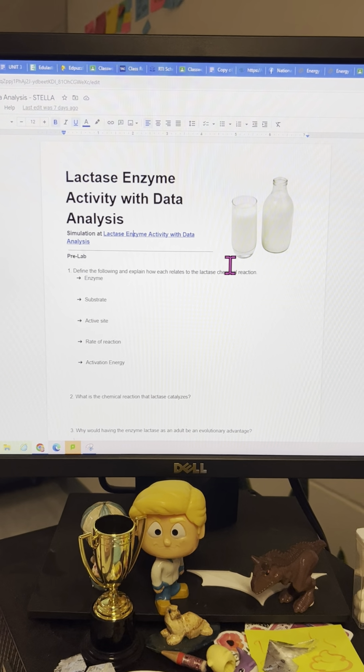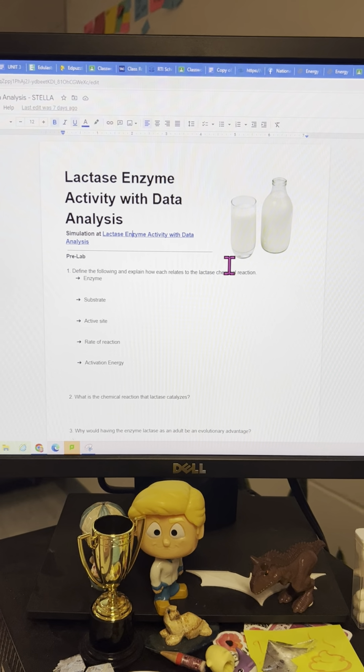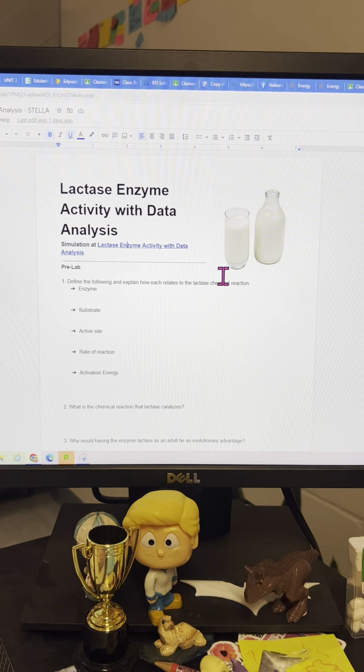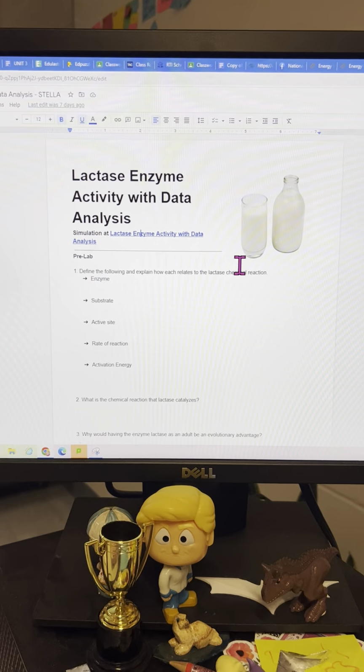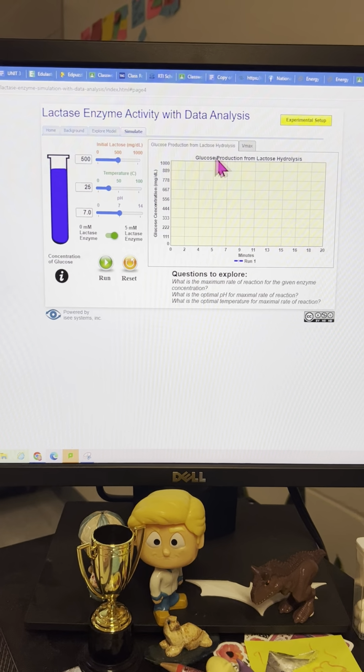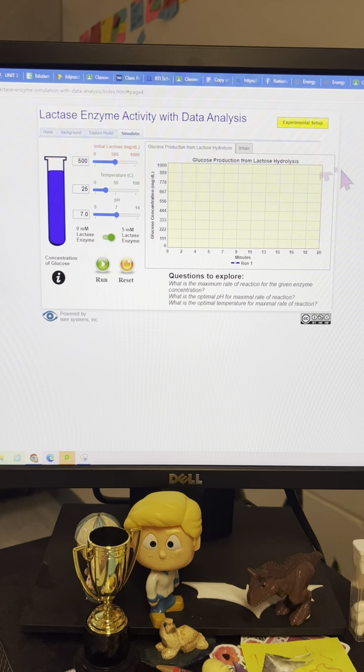All right, so this is a very low quality video because I'm out of screen recordings. I've hit my limit. All right, so this is the lactase enzyme activity with data analysis. I've already clicked on this link. This is the experimental setup.